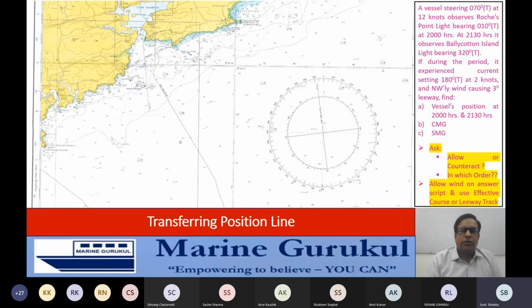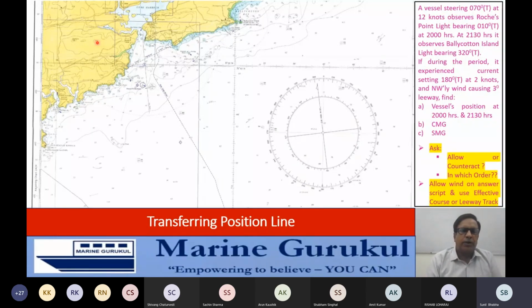If they have to be allowed, in which order to allow? Please remember your earlier knowledge. You have to first allow for wind and then allow for current. Wind, as explained earlier, can be allowed for on answer sheet. So as seen when we had the wind problem earlier, we got an effective track of 073 degrees true. So in this case also, when you allow northwesterly wind, the leeway track shall automatically be 073 degrees true.